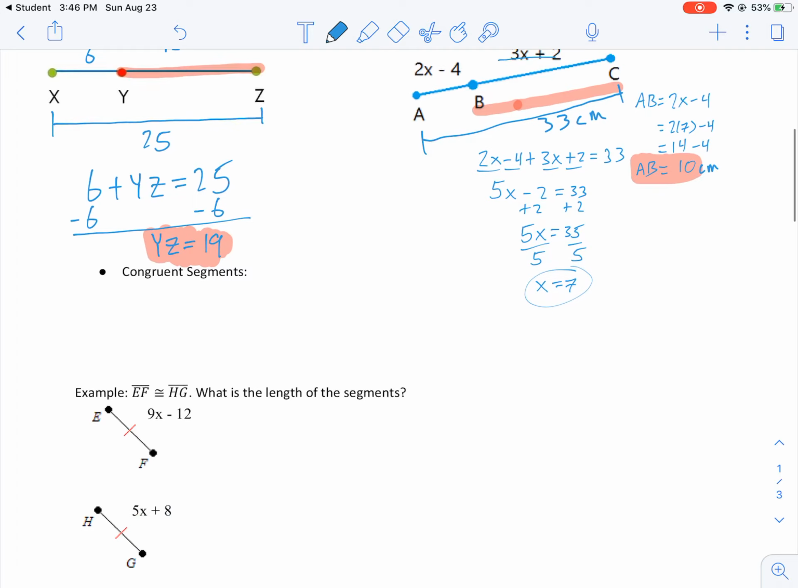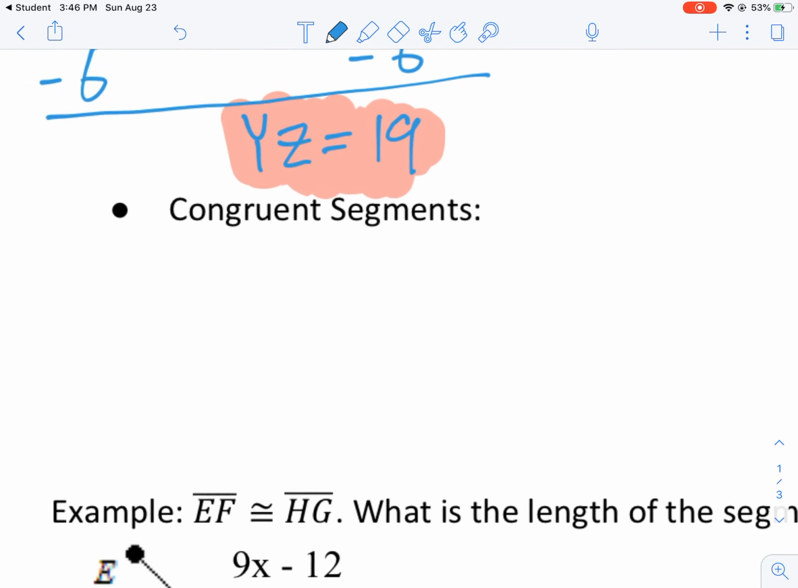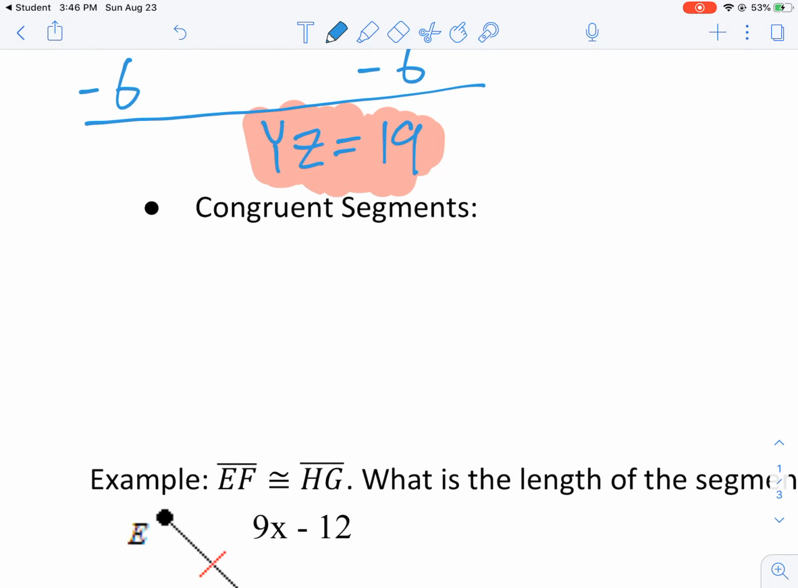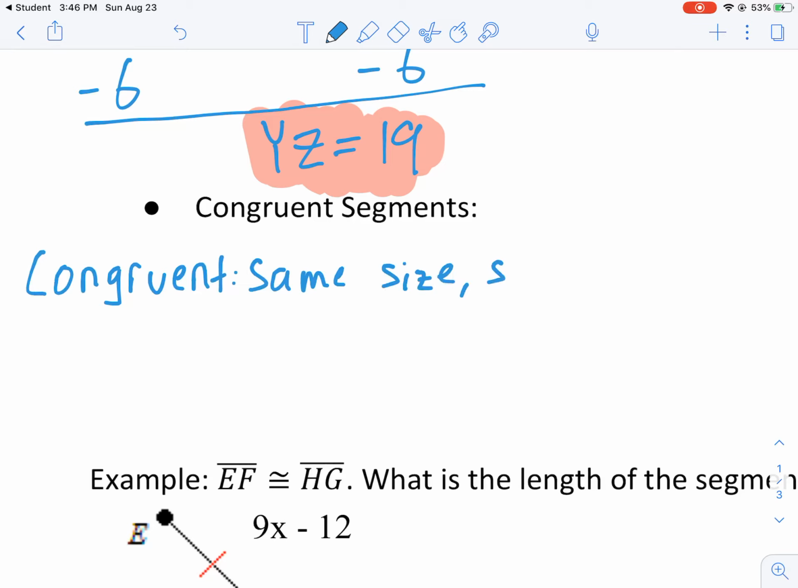So the last thing that we're going to talk about today, all right, is congruent segments, all right? So what does congruent mean, right? Congruent means same size, same shape. That's what congruent means. So when it comes to segments, all right, they're always the same shape. So it just means they have the same size or the same length.